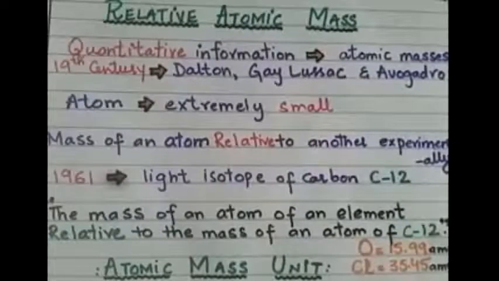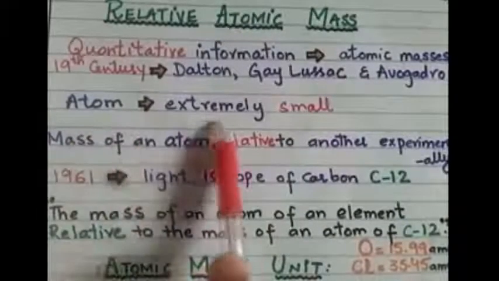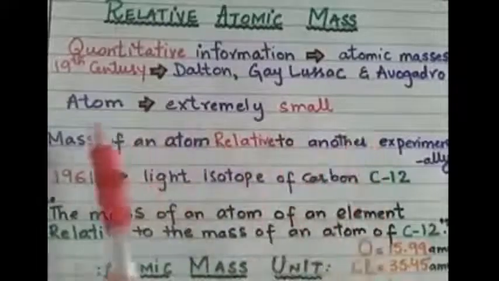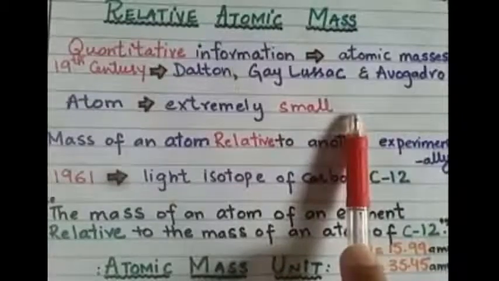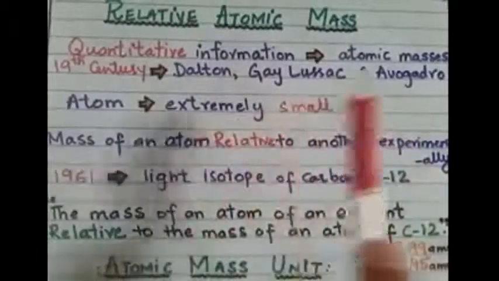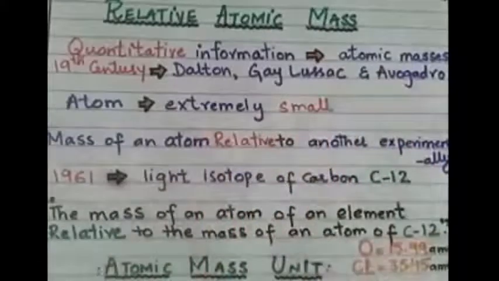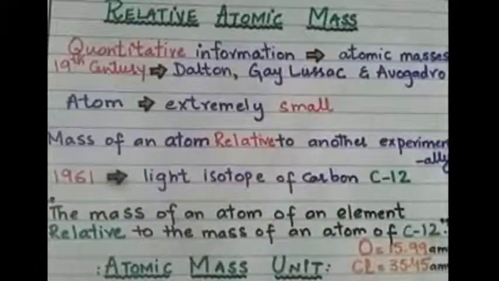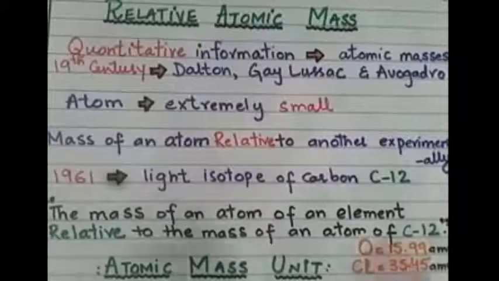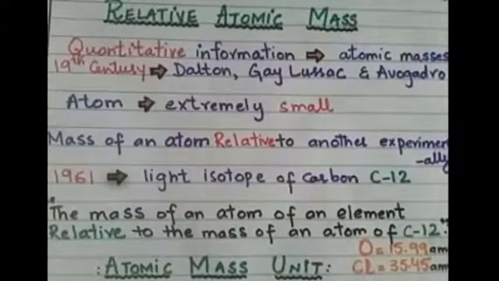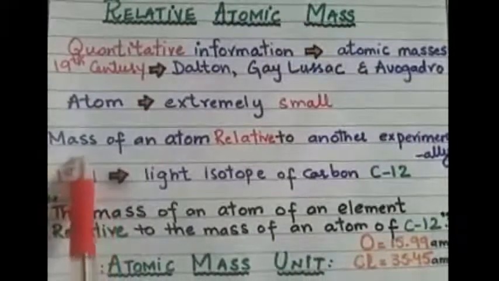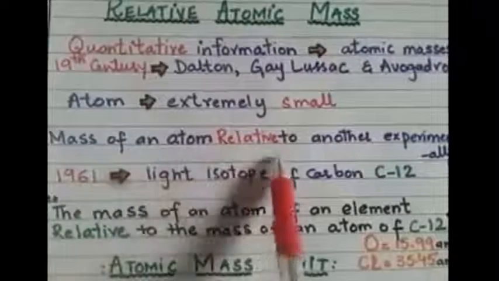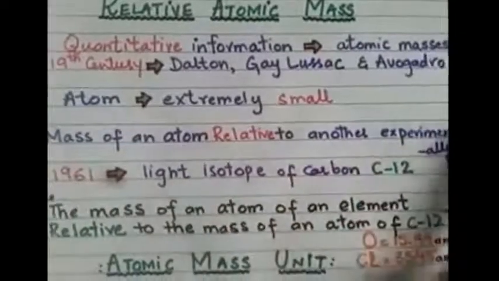Now we all know that an atom is an extremely small particle, and practically it is impossible to measure the atomic masses of these atoms because we don't have any method or weighing balance to measure them. So how do we find their atomic masses? It is possible to measure the mass of an atom relative to another atom experimentally.